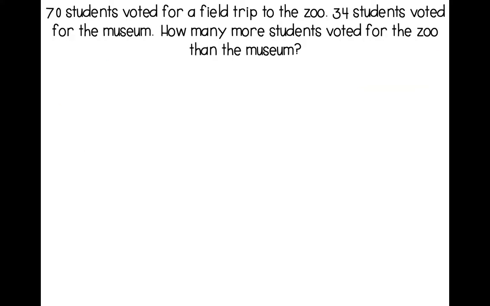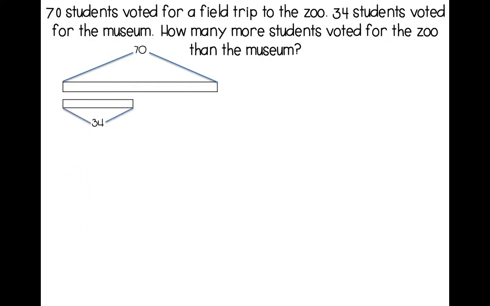70 students voted for a field trip to the zoo. 34 students voted for the museum. How many more students voted for the zoo than the museum? Let's start by drawing what we know. We know that 70 students voted for a field trip to the zoo.